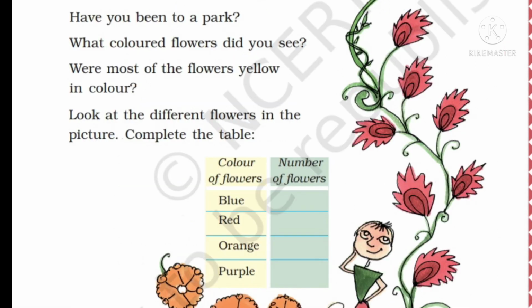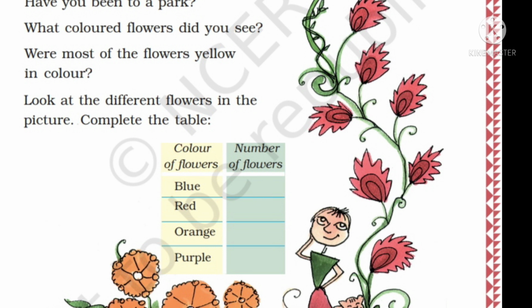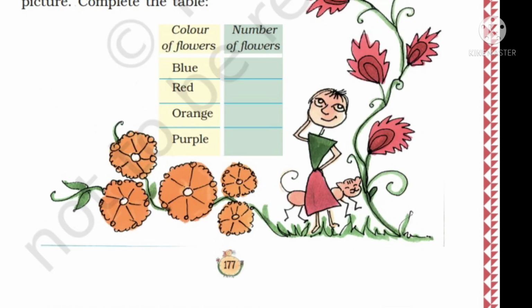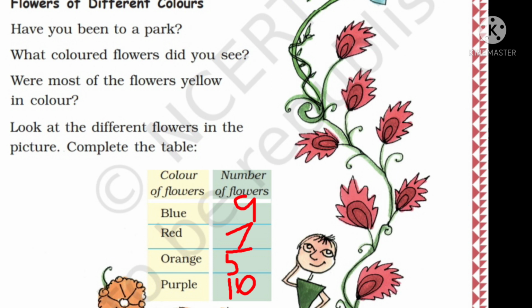Color of flowers: blue, red, orange and purple. See, in this figure we can see different colors of flowers and we have to count them and write there how many there are. First we will see blue color. 1, 2, 3, 4, 5, 6, 7, 8, 9 blue colored flowers are there. Red, 7 flowers are there. Orange, 5 flowers are there. And purple, 10 purple colored flowers are there. Blue 9, red 7, orange 5 and purple 10 flowers are there.